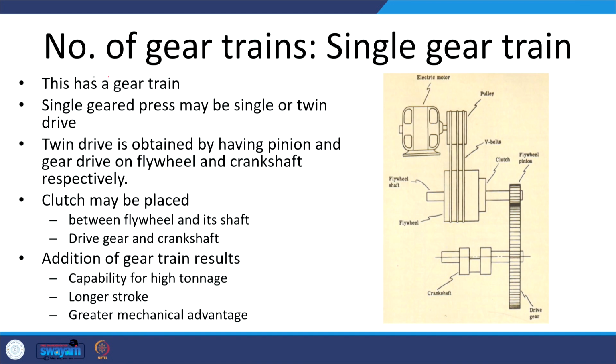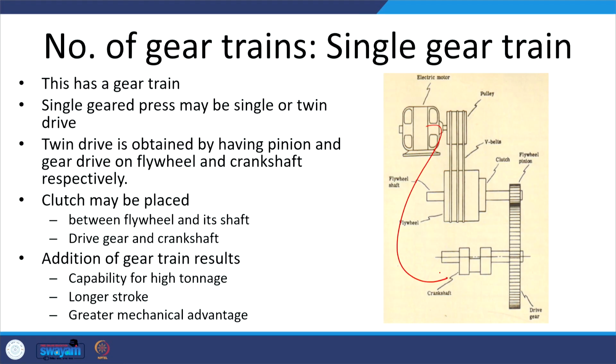Then the number of gear trains: there can be a single gear train or double gear train or multiple gear trains. So, in this case the electric motor will be delivering the power and through the pulley, then the flywheel arrangement, and then there is a clutch for engaging and disengaging, and then the power is delivered through a gear train to the crankshaft. So, this is one gear train, okay. So, this kind of setup will permit greater mechanical advantage as well as a lesser number of strokes per minute, and higher tonnage will be possible with this kind of arrangement.